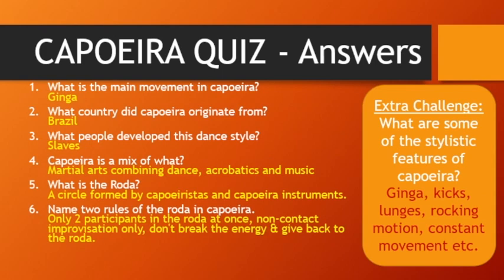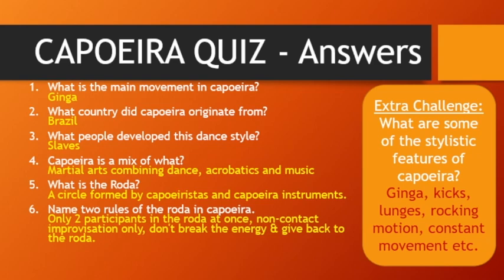Okay, let's go through the answers to the Capoeira quiz, see how many you got right. Question number 1. What is the main movement in Capoeira? The correct answer should be the ginga. Question number 2. What country did Capoeira originate from? The correct answer is Brazil. Question number 3. What people developed this dance style? It was the slaves. So slaves created this dance style to hide the fact that they were using fighting movements.